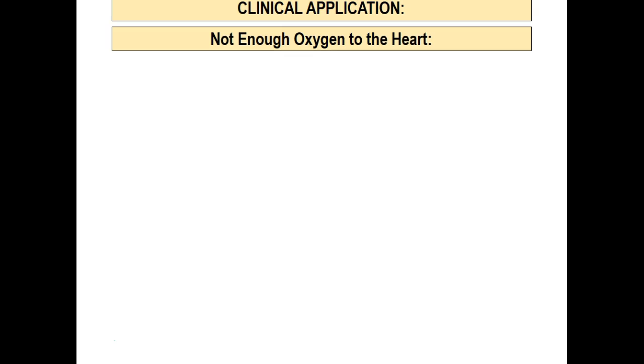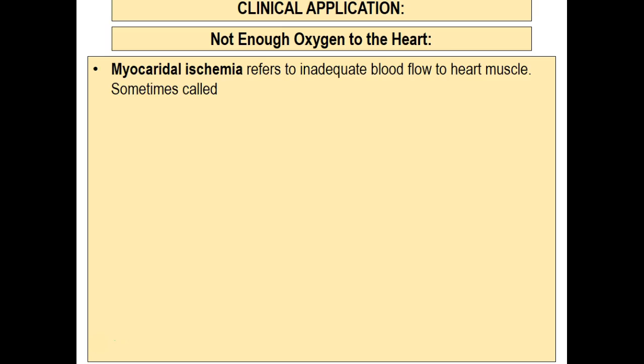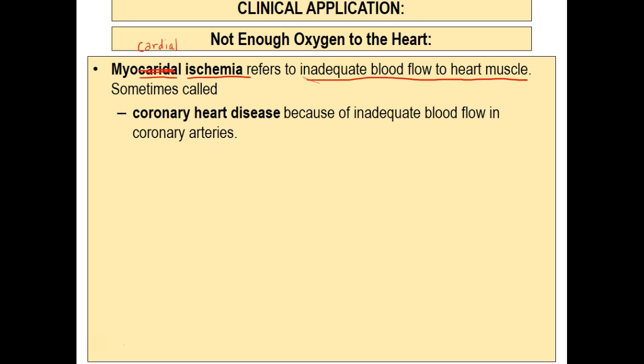And also this slide will summarize what's in that clinical application, which is about myocardial ischemia. This refers to inadequate blood flow to heart muscle. Okay, and ischemia is really about a lack of oxygen. And so when we're talking about ischemia, oops, I just realized this is spelled wrong. This should be myocardial, C-A-R-D-I-A-L. Okay, so myocardial ischemia is sometimes called coronary heart disease because of inadequate blood flow in the coronary arteries. Remember, those are the arteries that are feeding the heart directly.